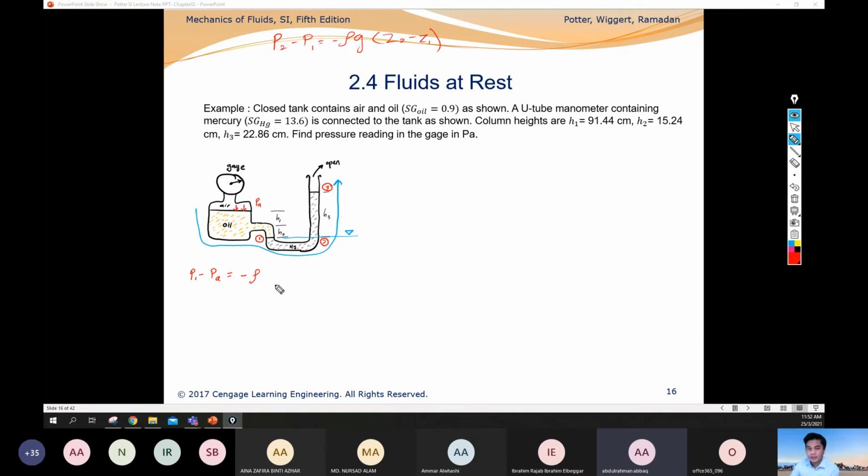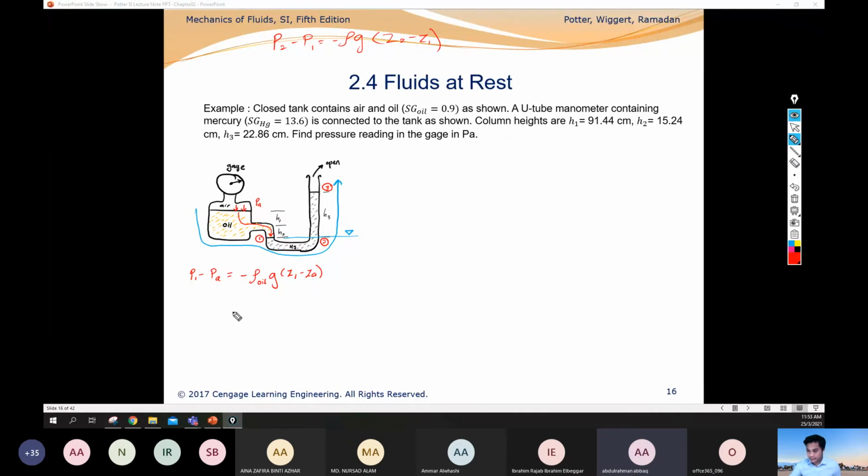Are you sure? Can you see the path? From where? From A going to 1. Going through oil or going to air? Oil. Going through oil. Can you see? Going through oil, yeah. So is it oil or air? Oil. So gravity, Z1 minus ZA.